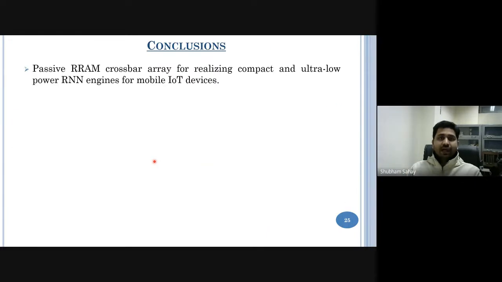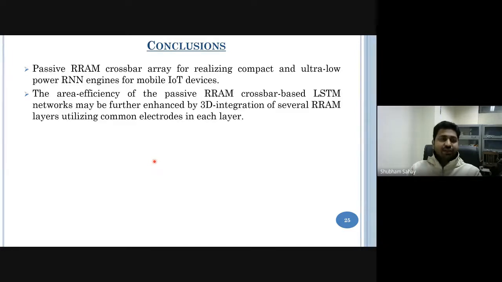To conclude, passive RNN crossbar arrays can be used for realizing compact and ultra low power RNN engines, and these can be used in mobile IoT devices. As we already showed, the area efficiency of a passive crossbar based LSTM or RNN network can be further enhanced by integration of 3D RNNs. The future is that you have CMOS, on top of that you 3D integrate RNNs, and on top of that you can integrate another layer of RNN. If you integrate several layers on top of each other, the density increases further, so we can increase the area efficiency even further.